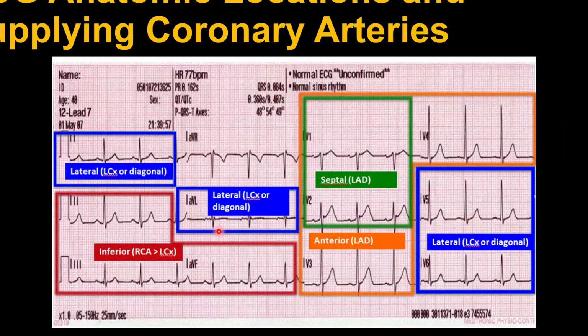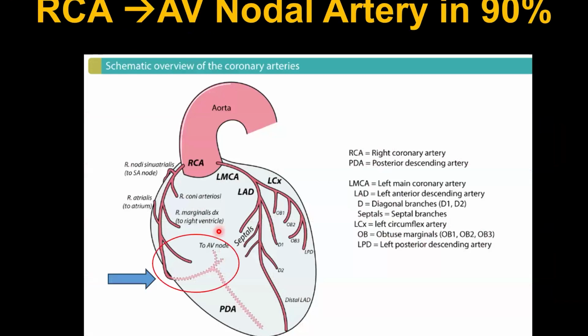And the reason that there's heart block is because the right coronary artery in 90% of people feeds the AV node. So the heart block is due to AV nodal ischemia. Usually you don't need a pacemaker for this kind of thing. It resolves on its own.